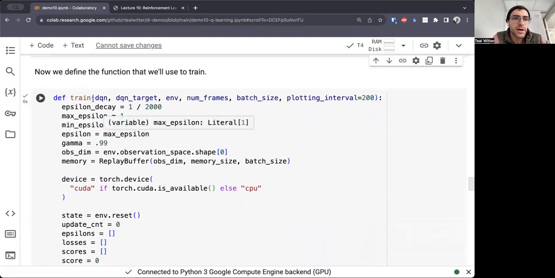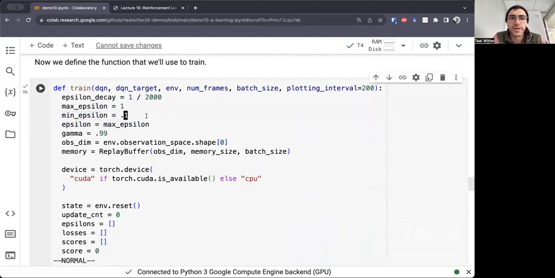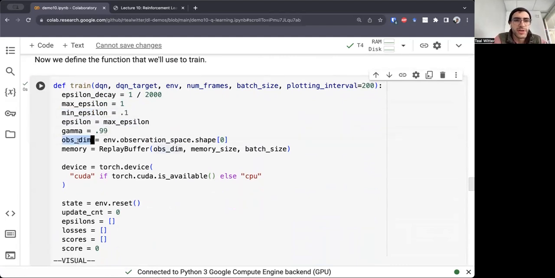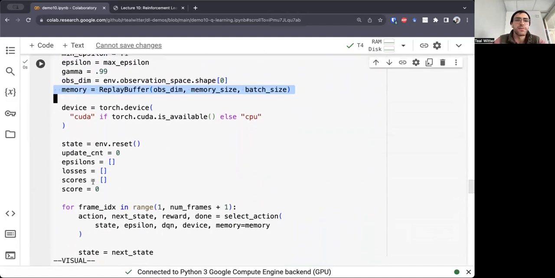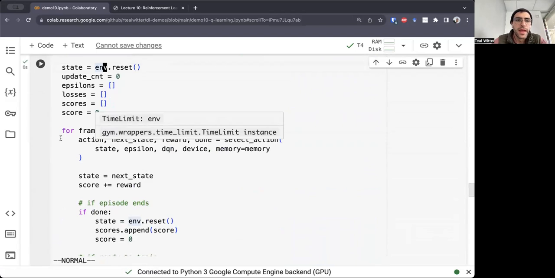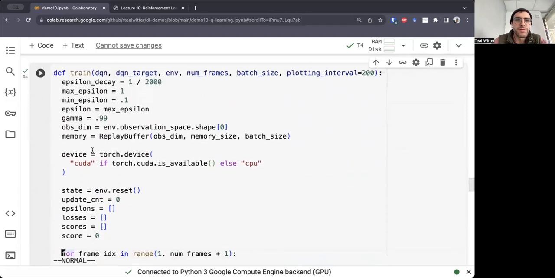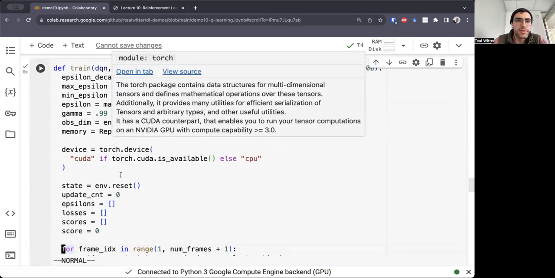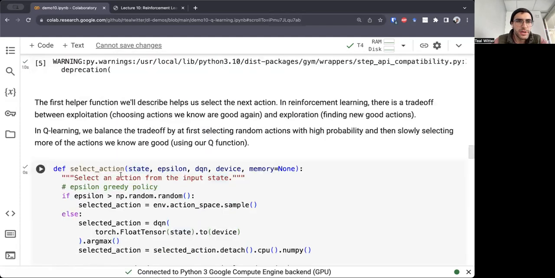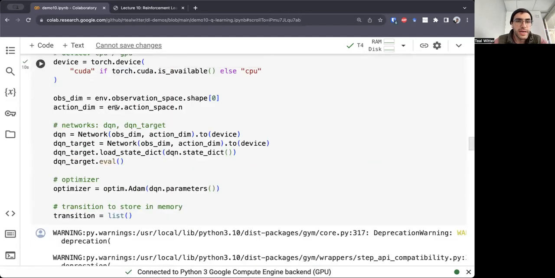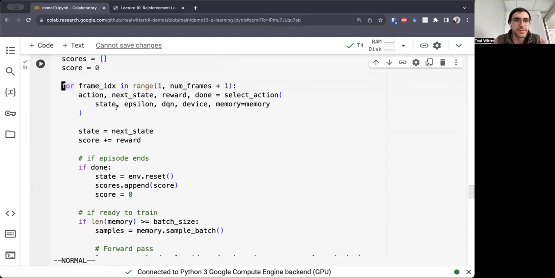We initialize our epsilon value to 1, so that we're initially taking lots of random actions. We define this discount factor, the observation dimension. We'll create a replay buffer. We'll put everything on the device, and then we'll get our current state. Then for the total number of frames that we're going to play, which I think we defined to a really large number up here, which is 40,000. So we're playing for 40,000 frames.